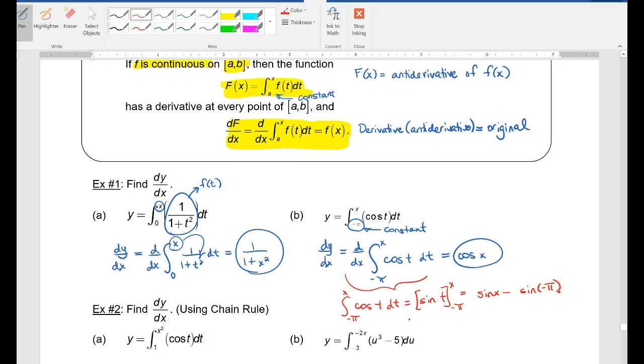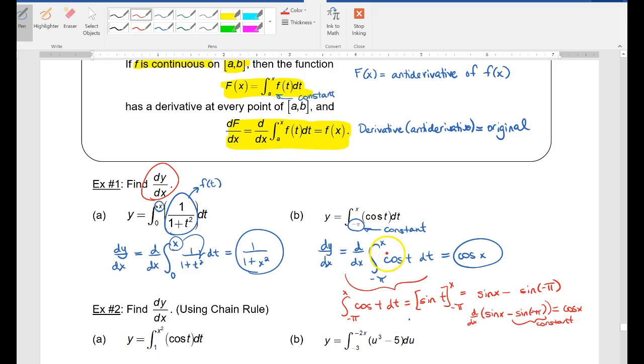Now remember, our goal for these is finding dy dx. So I'm saying now take the derivative of that result. Now sine of negative pi, that's the same as sine of pi, which is really 0. But let's just leave that here, because remember, that's always going to be a constant. So when I do the derivative of sine, I get cosine of x, and then that'll be plus 0 because this is always going to be some constant if I'm evaluating it at a real number. So we get to skip all of that process. So this is really the long way, which we don't need to do.